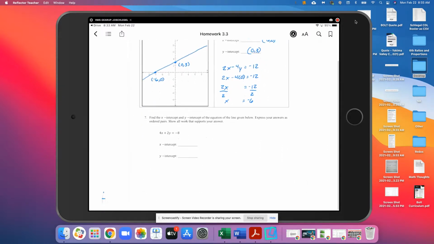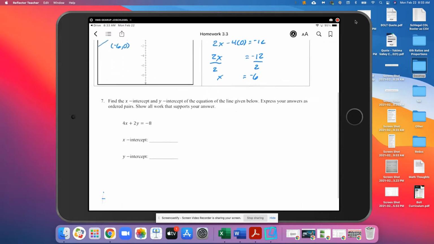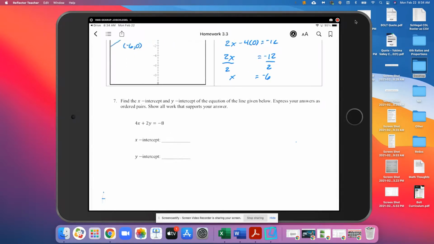Moving on to number 7. Find the x and y-intercepts of the equation given below. Express your answer as ordered pairs, show all your work. Great, perfect. So we've got 4x plus 2y equals -8.